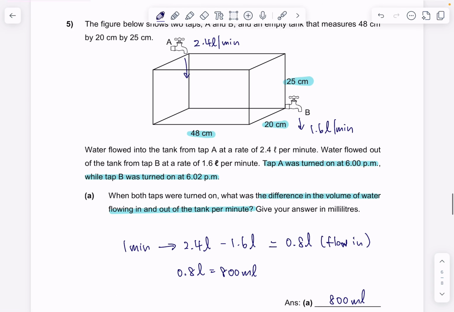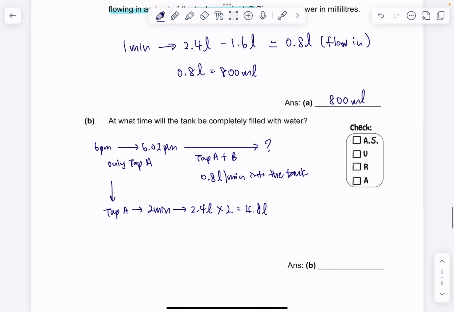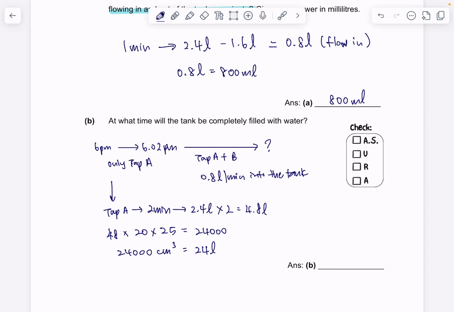The whole capacity of the tank we also need to know, so that we know when will it be full. So the capacity of the tank will be 48 times 20 times 25, and we get 24,000 cubic centimeters. So 24,000 cubic centimeters is also equivalent to 24 liters. Okay, so you must get the conversion right.